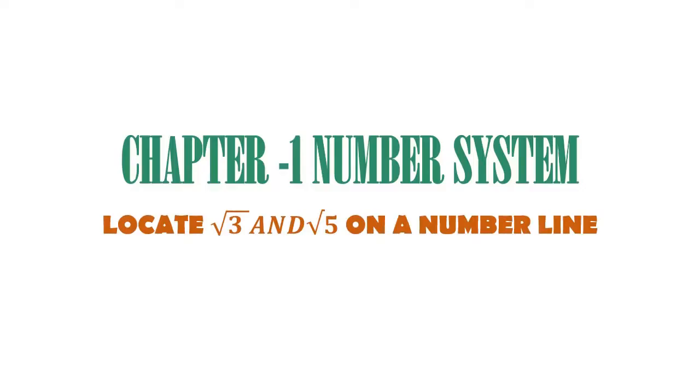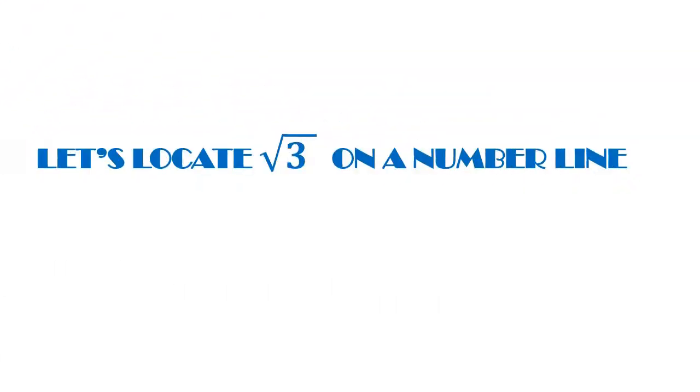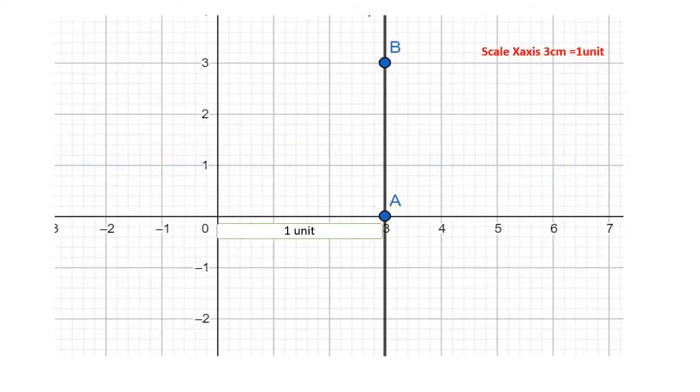We will learn to locate root 3 and root 5 on a number line. Let's locate root 3 on a number line. Let us take OA equal to 1 unit on the x-axis. The scale is 3 centimeter equal to 1 unit on the x-axis. So take a 3 centimeter line segment on the x-axis and write it as 1 unit.